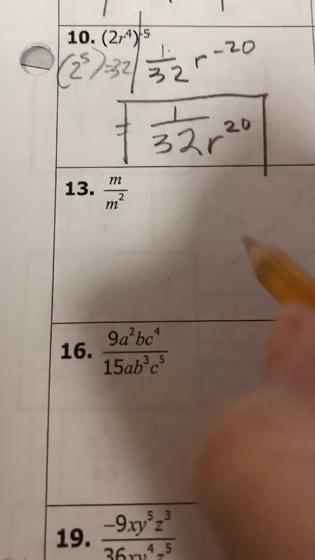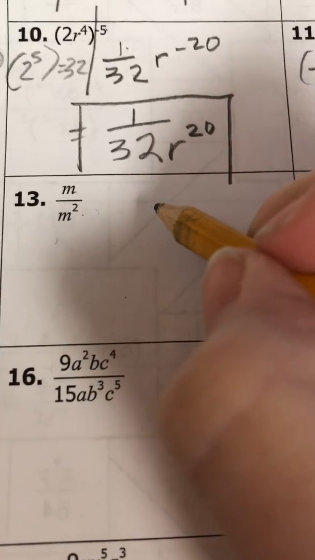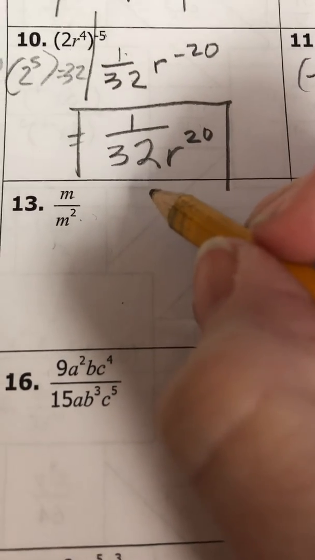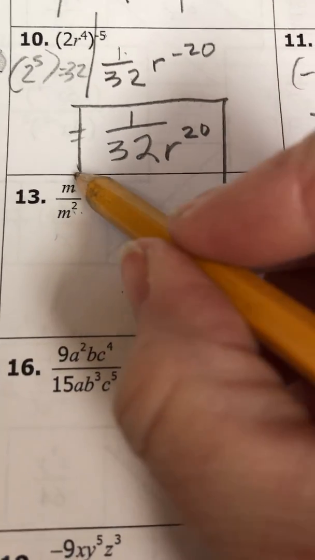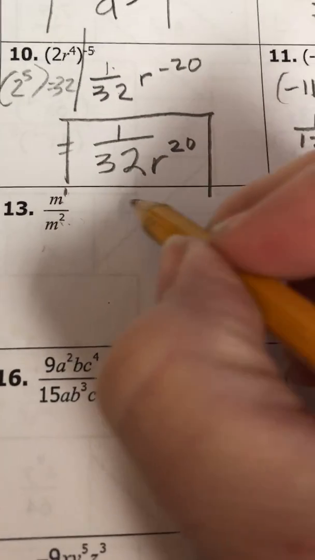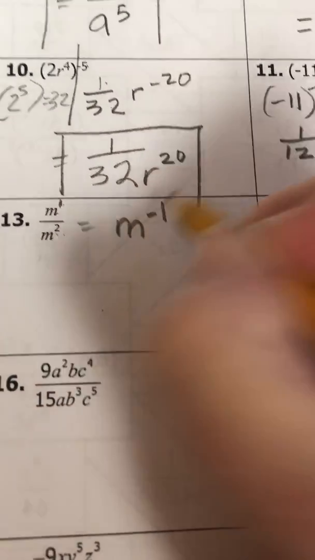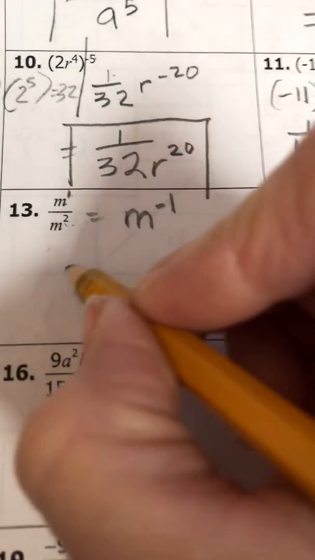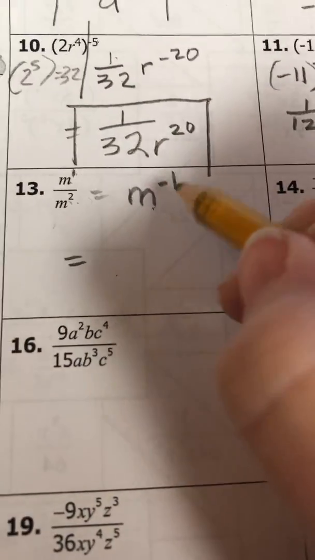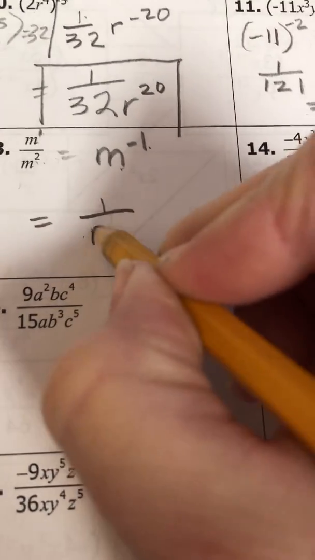Number 13. Now I am adding a new operation, that I am dividing. So if you think about 1 minus 2, I'm going to end up with m to the negative 1. Remember, a variable to the negative 1 is really just its reciprocal.